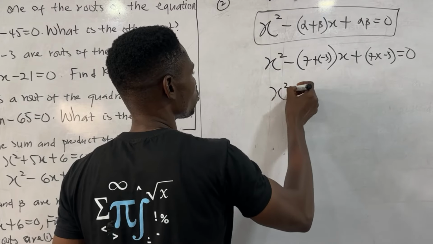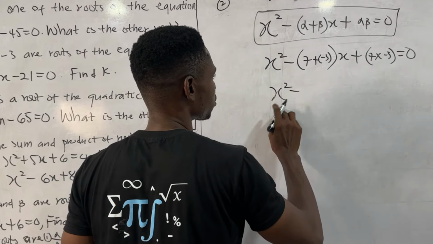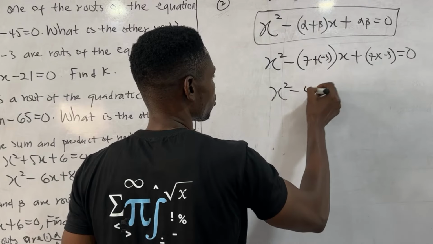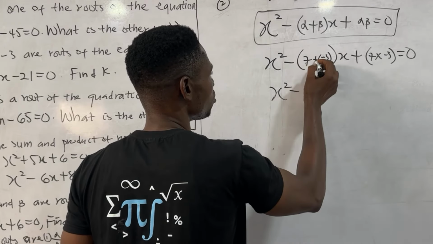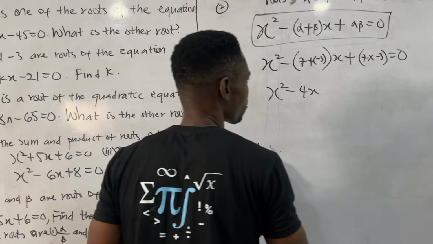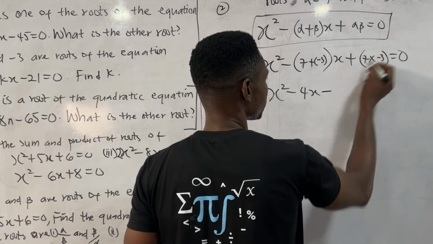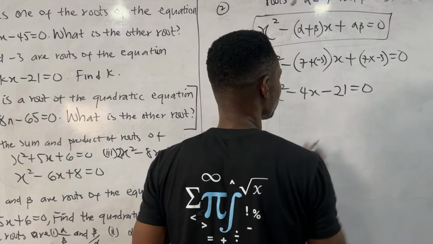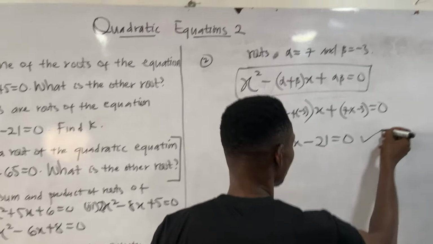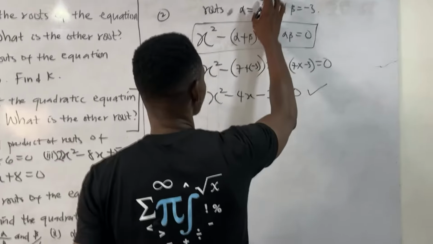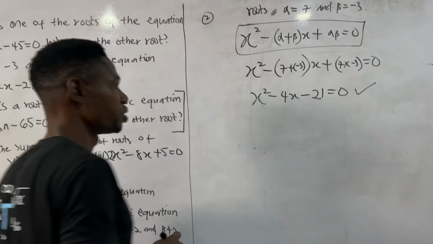So we have x squared minus 4x, right? That's 7 minus 3, that's 4. And this minus will affect this to become minus 3 times 7, 21, equal to 0. So this is the real equation whose roots are 7 and minus 3.